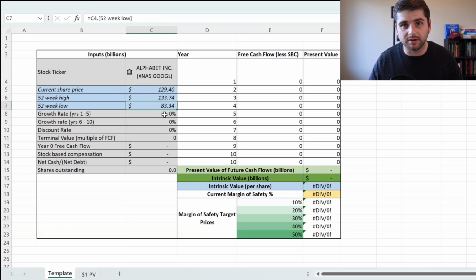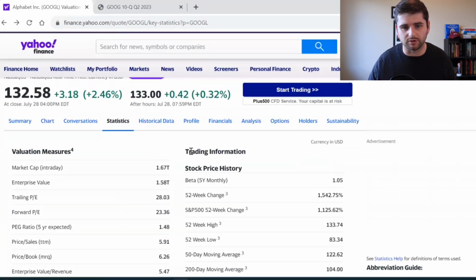But our first bit of data input, and arguably the most important bit of data input here, is going to be basically how fast do we think Google can grow their cash flows out into the future. Now, there's a few ways we can do this. For this particular video, I'm going to jump across to Yahoo Finance and grab some of the numbers around what analysts expect Google's growth to be.